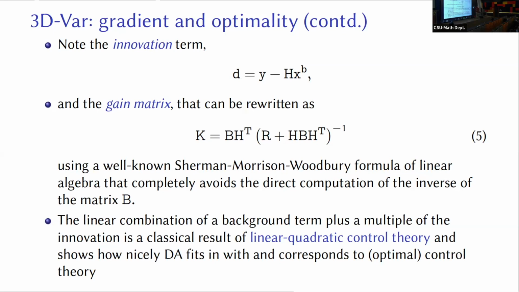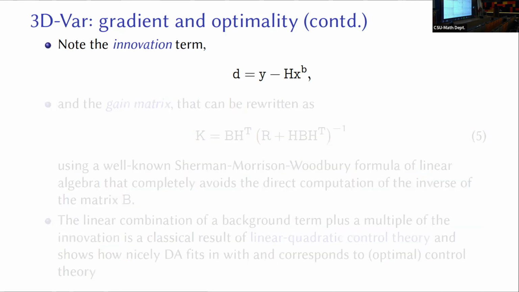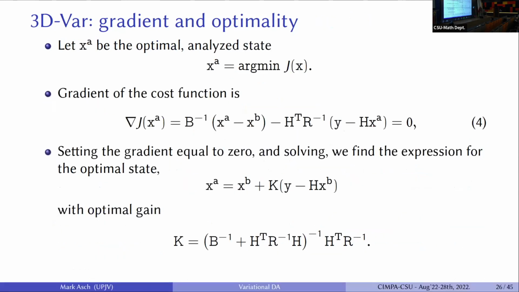So, okay, we have an innovation term. We have the gain matrix, which is rearranged according to this famous formula that you can find in books on numerical linear algebra. And then this linear combination of a background term. So it's basically a linear combination of a background plus an analyzed state, you see here. This is just a linear combination: xb plus k times (y minus Hx).